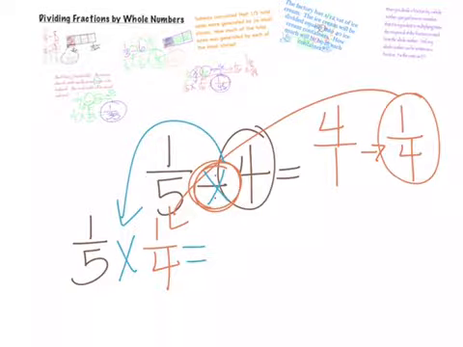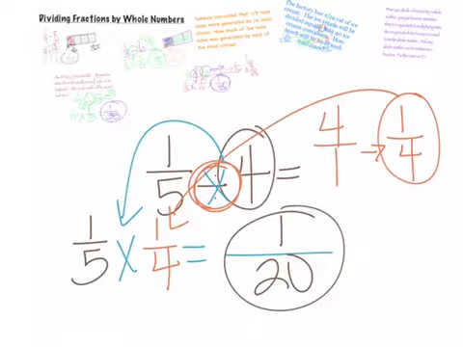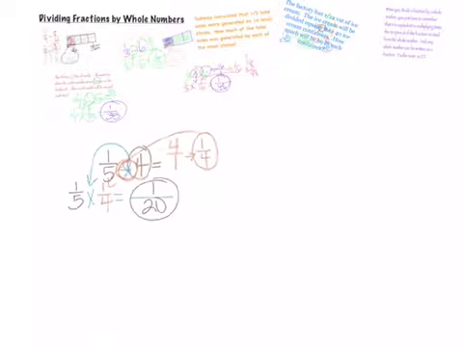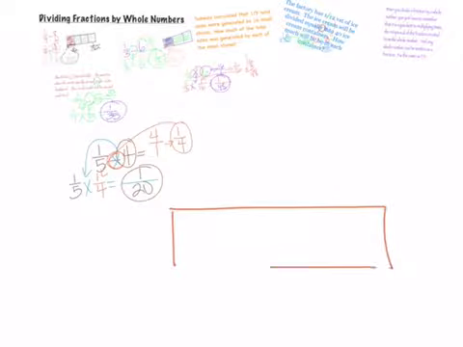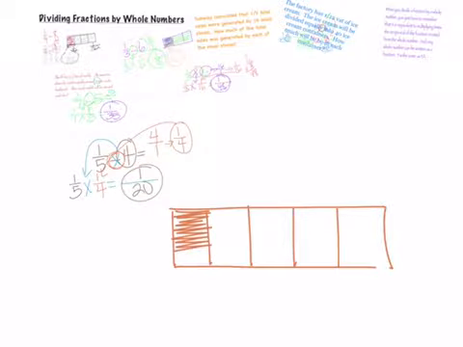So now, straight across, 1 times 1, 1. And 5 times 4 is 20. Good job, guys. 1/5 divided by 4 is 1/20. Now, one last time, let's prove that. So we have 1/5. Should be all of this colored, so 1/5. And then I'm going to divide my 1/5 by 4 to 4 sections.